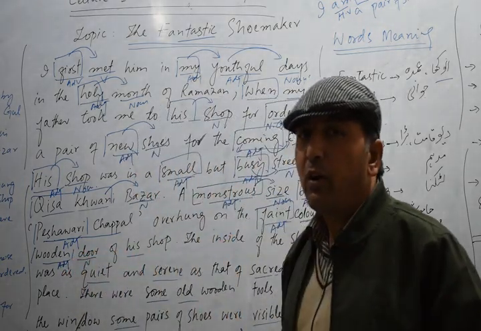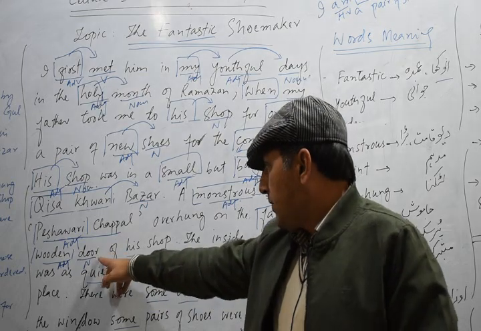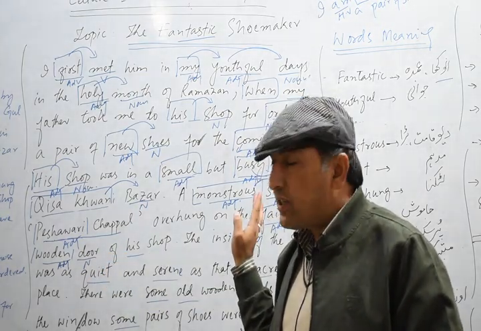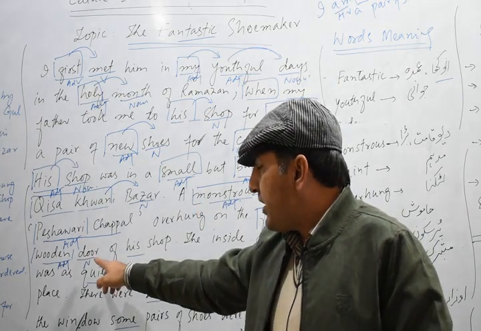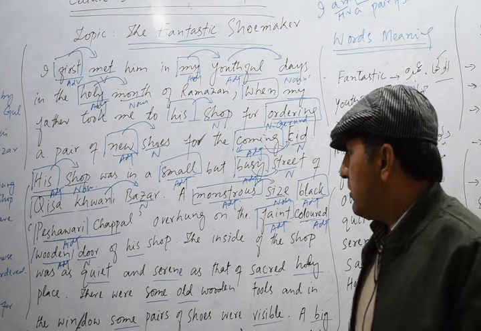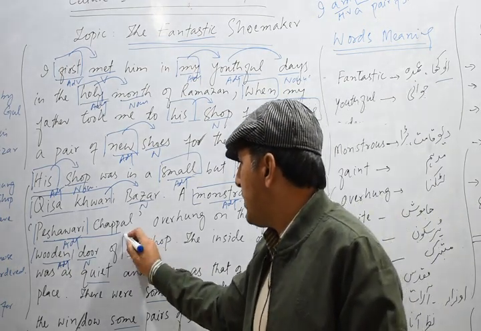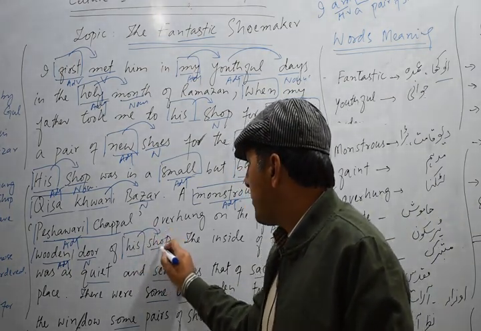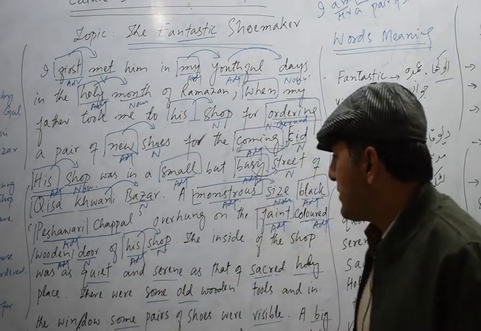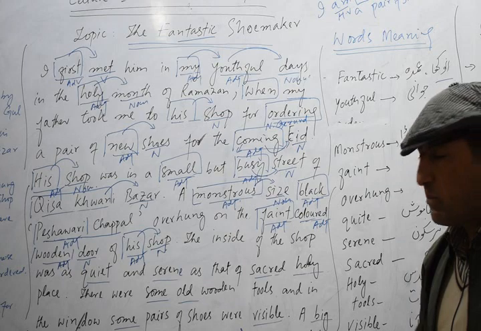These three words modify the noun door. So these three words are adjectives which modify the noun door. Now the next word we have is his shop. Once again we have his. His tells us about shop, and shop is a noun. So his is a possessive adjective. We have discussed it previously.